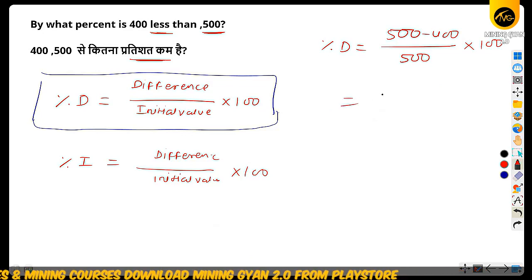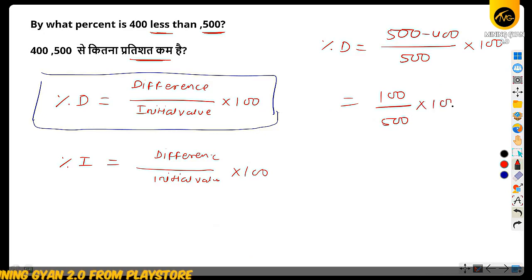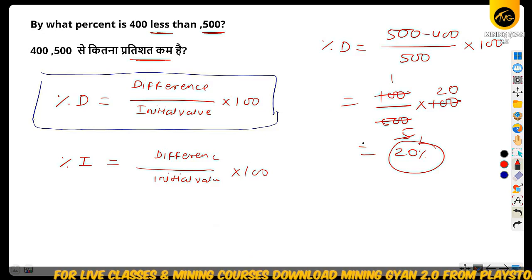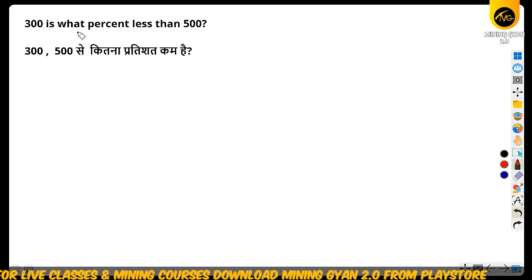So it will be 100 divided by 500 and multiply 100. So 20% is the correct answer. We can say that the 400 is 20% less than 500. Correct? 400 is 20% less than 500, 20% कम है.